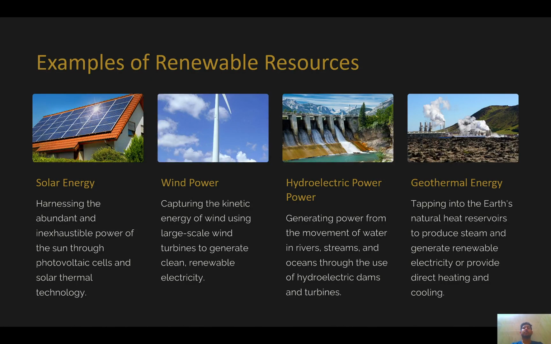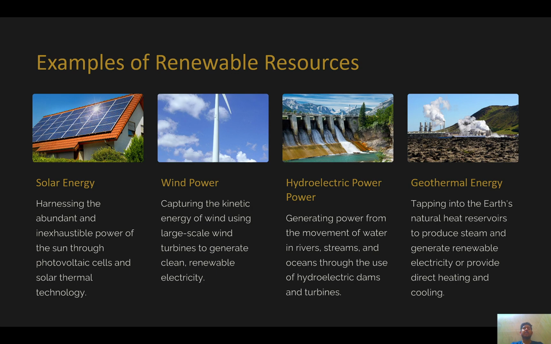Examples of renewable resources. There are several examples. Let's see one by one. Solar energy, wind power, hydroelectric power, geothermal energy. Let's see solar energy. Harnessing the abundant and inexhaustible power of the sun through photovoltaic cells and solar thermal technology.